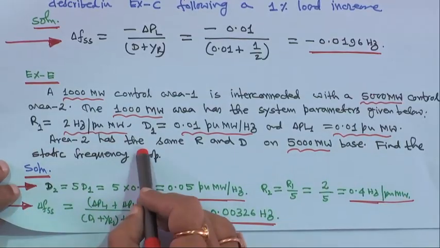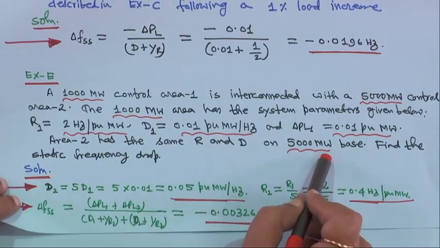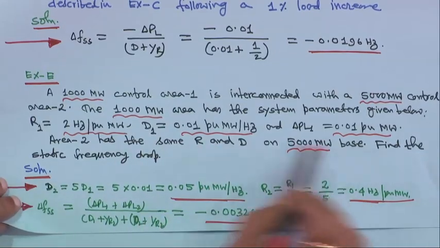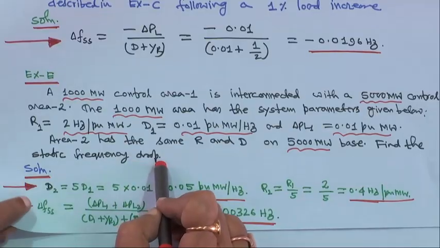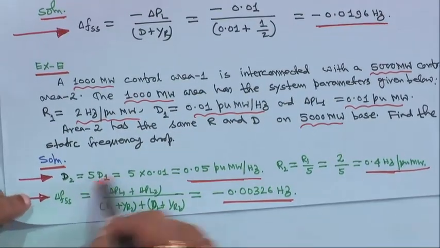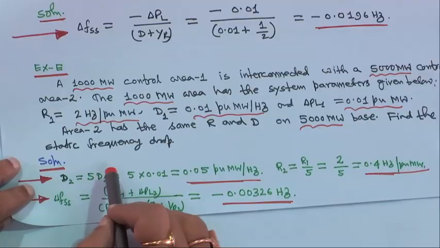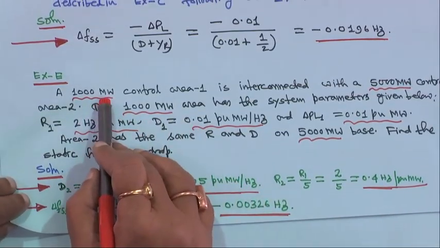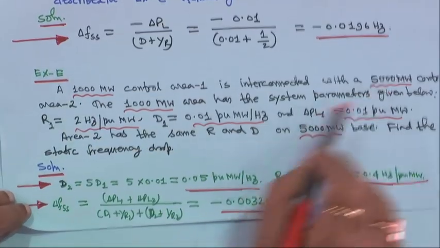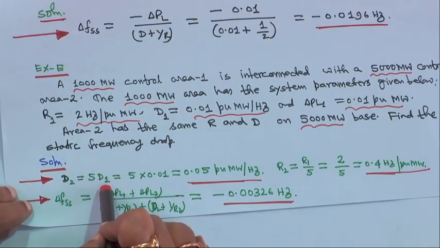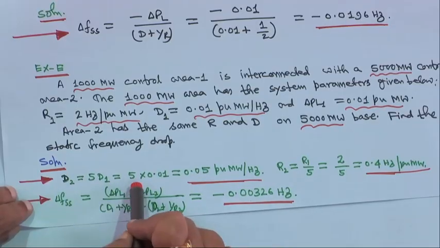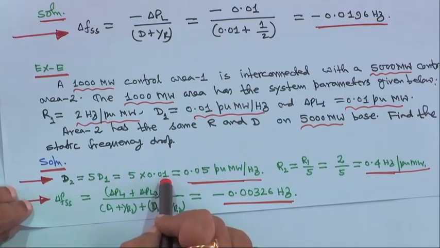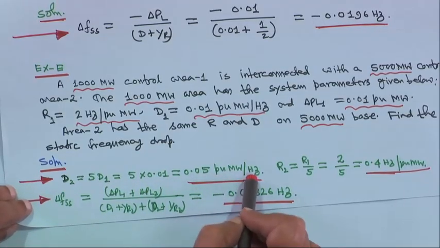Now area 2 has the same R and D on 5000 megawatt base. Find the static frequency drop. As it is a 5000 megawatt base, and whatever was given was on a 1000 megawatt base, area 2 is 5000. So D2 should be equal to 5 into D1, straightforward. It is 5 times more, right? So 5 into D1, which is 0.01, gives 0.05 per unit megawatt per hertz.